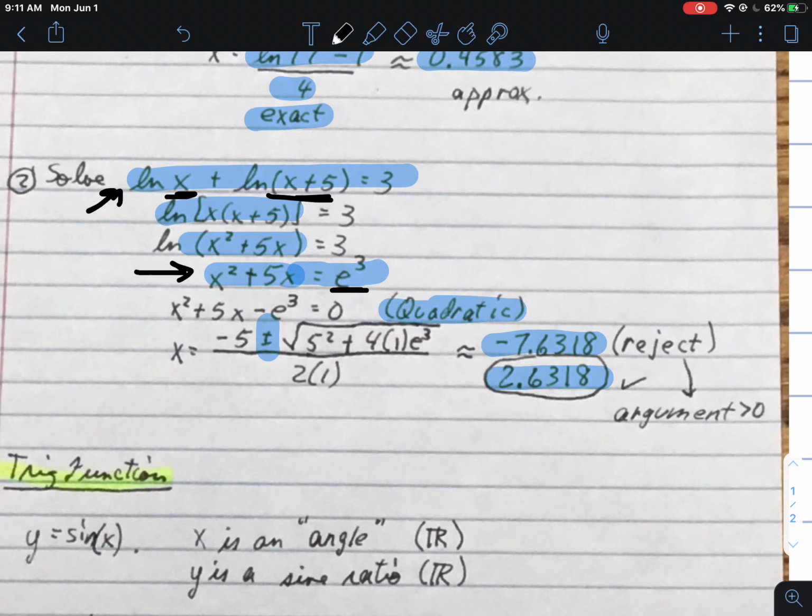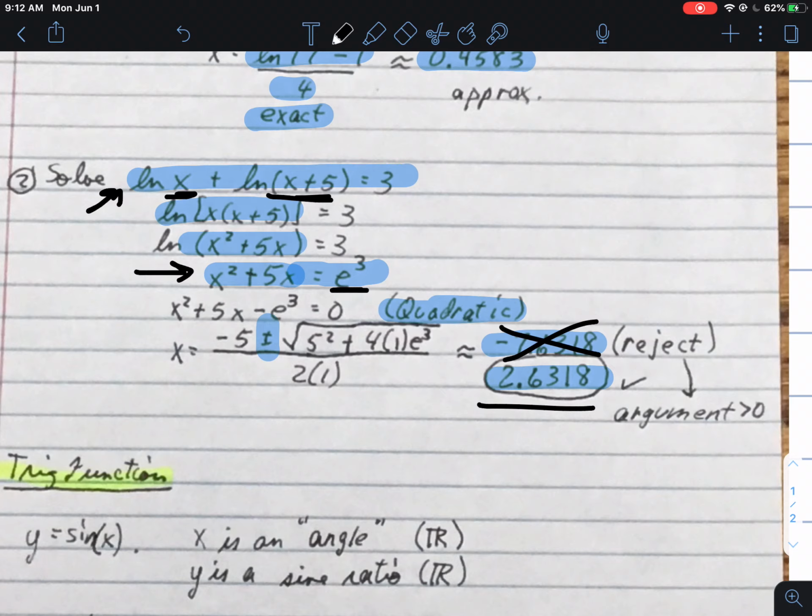I mean, yeah, you could plug it in and make sure you do get a true statement when you do that. So in this case, we do reject this solution. The only valid solution is 2.6318. But it's like we say with any equation: when you solve an equation, you always want to check your solutions. We say that, but how often do we do that? Just keep that in mind with any log equations. Make sure that whatever your solutions are ultimately, you go back and check to make sure that your arguments do remain positive.